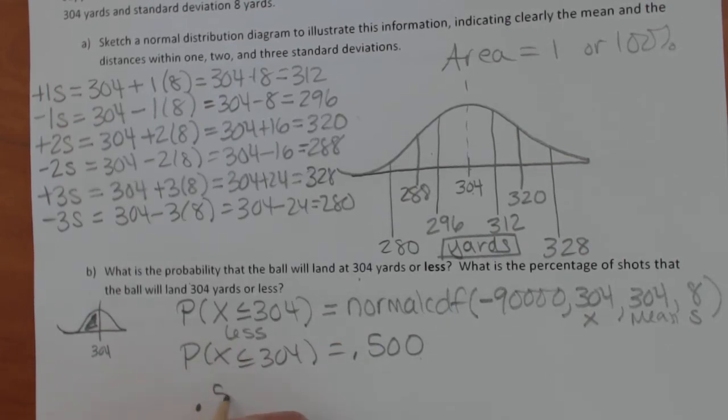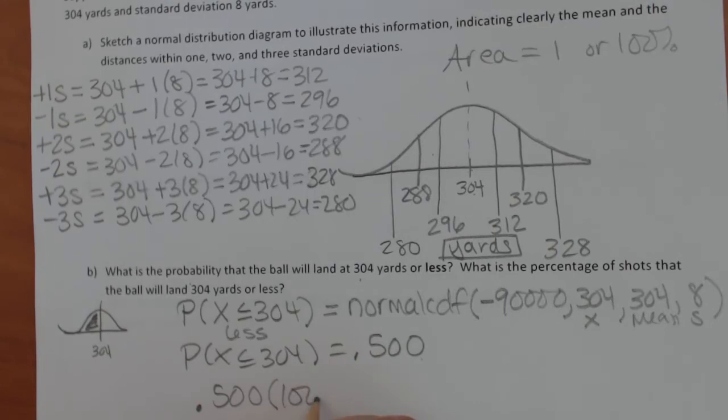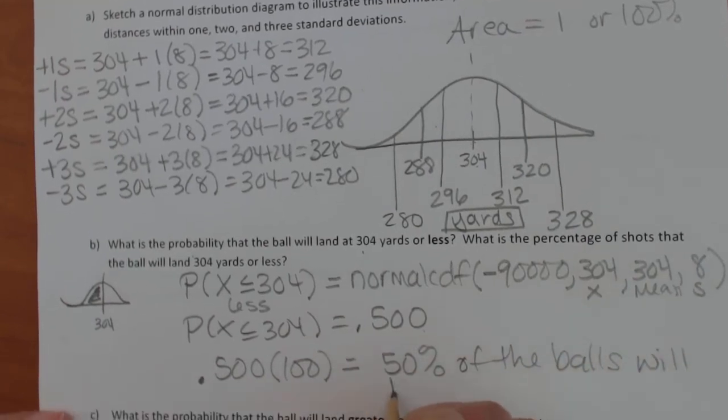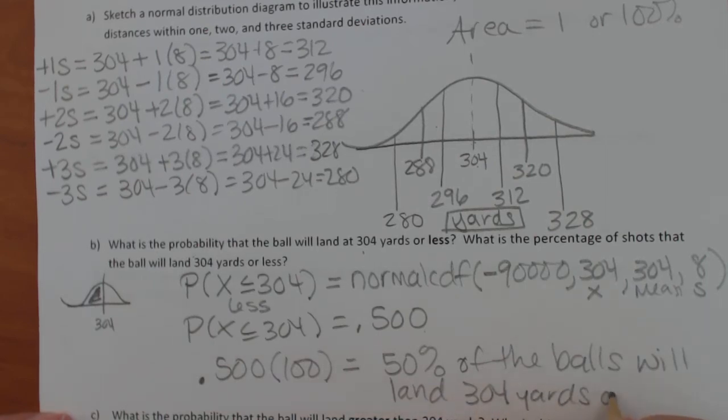To find the percentage, you just simply multiply by 100 because percent is out of 100, and we find that 50% of the balls will land 304 yards or less.